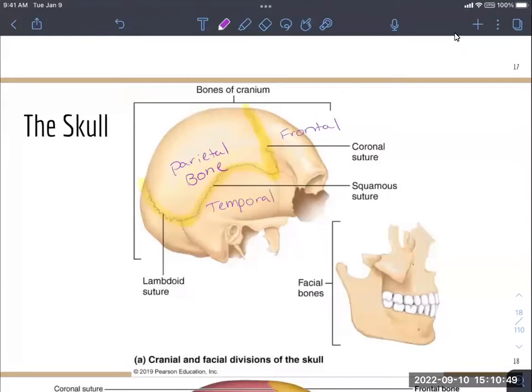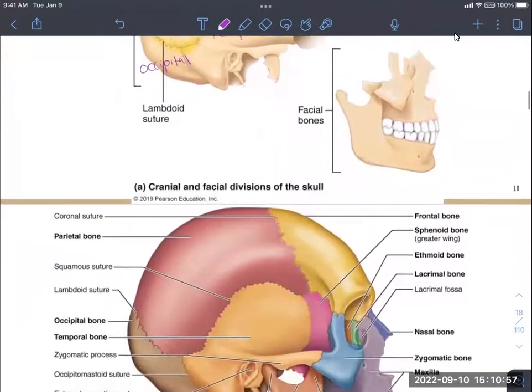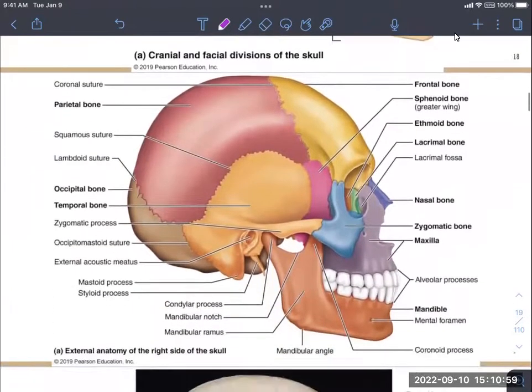Temporal bone. Occipital bone in the back. So here is everything with the names that I just wrote out. Parietal bone with that coronal suture. Frontal bone. Squamous suture. Rhomboid suture. I think I got them all.